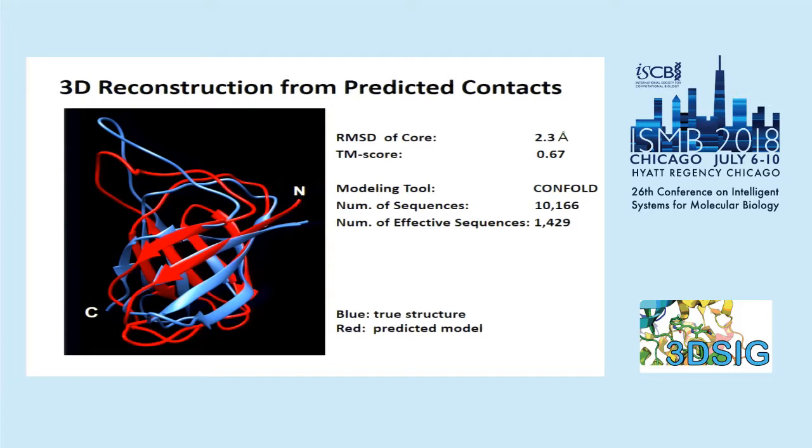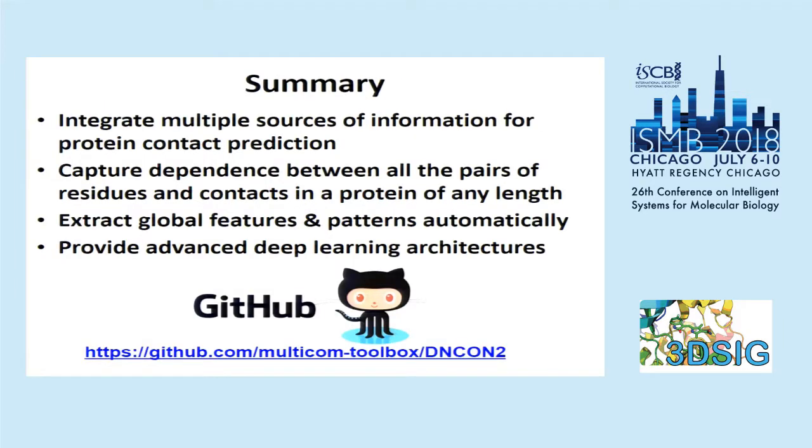And the reason we did pretty well on this example is two reasons. The first is deep convolution network. You can integrate all the information to make an accurate prediction. Secondly, the co-evolution feature is very powerful because we have a sufficient number of homologous sequences to calculate that co-evolution.